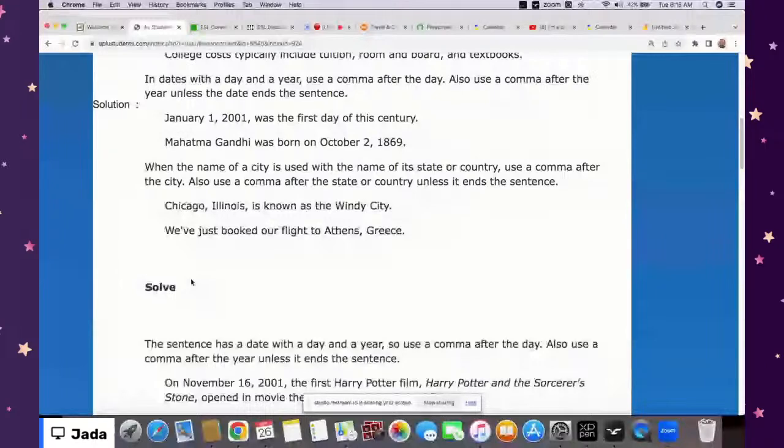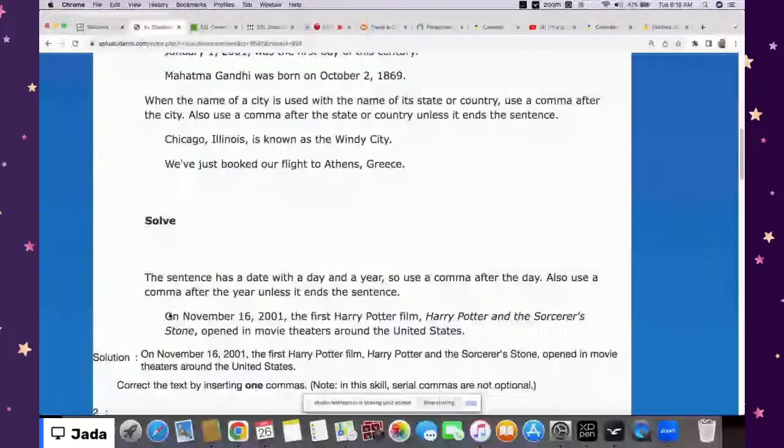So the sentence has a date with a day and a year. Note that it has what? The first of is it has what? October 16, 2001. And there was no comma between this. So you need to put a comma here first. That's what you start off.